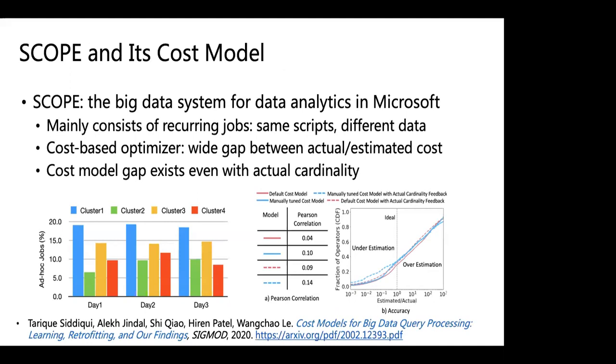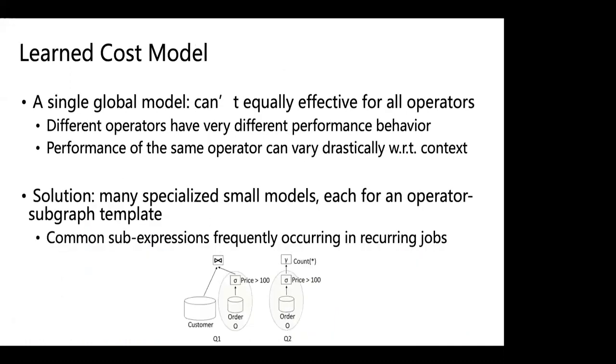We can see that there is a very wide gap between the actual and estimated cost, even when using its actual cardinality. So it is not accurate. Then we try to learn the cost model for it. First, there are different ways to learn a cost model. We can learn a single global model, but it is not equally effective for all operators. This is because different operators have very different performance behavior, and even for the same operator, performance varies dramatically with context. So it's not easy to learn a very accurate global model.